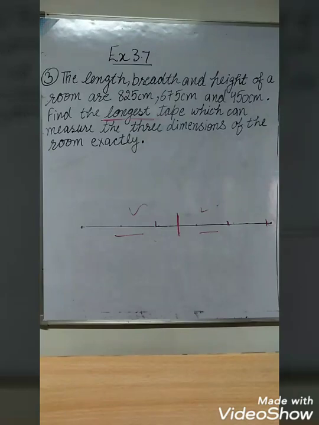Why common? Because we need to find a single tape which can measure all these 3: length, breadth and height. And why are we finding the factor? Because we need to find the length of the tape which will divide these 3 measures an exact number of times. That's why we need to find the highest common factor of length, breadth and height.